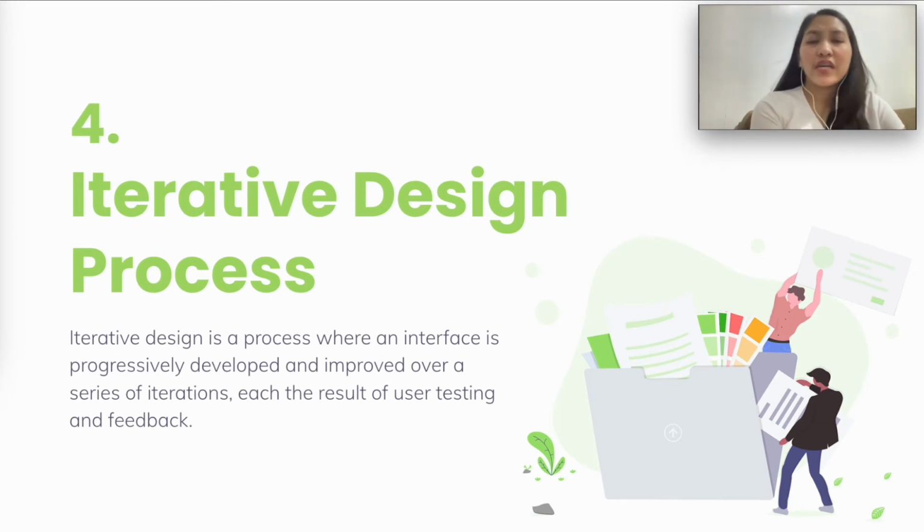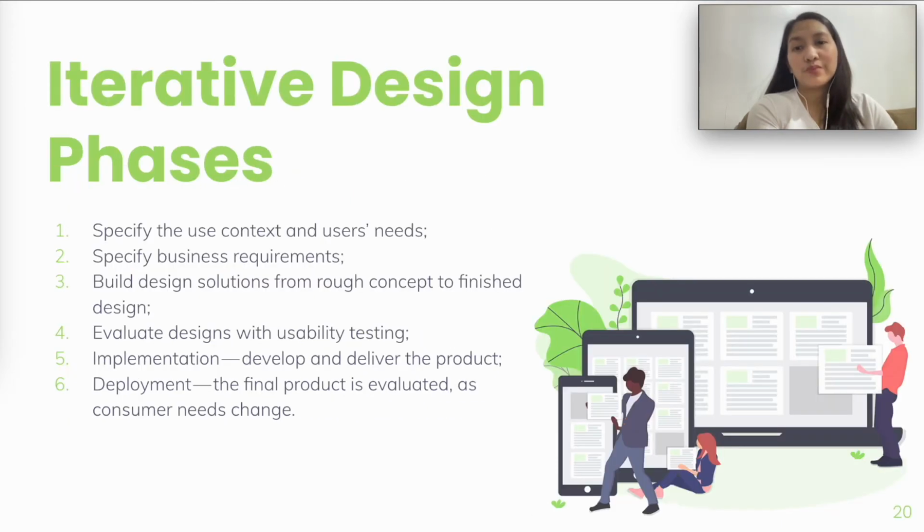So now let's talk about the iterative design process. Since UCD applies an iterative design approach, we need to understand how this process goes. Iterative design is a process where an interface is progressively developed and improved over a series of iterations, each the result of user testing and feedback. The iterative design cycle involves design, test, and redesign. These phases operate in a continual cycle so that designs are continually evaluated and improved.